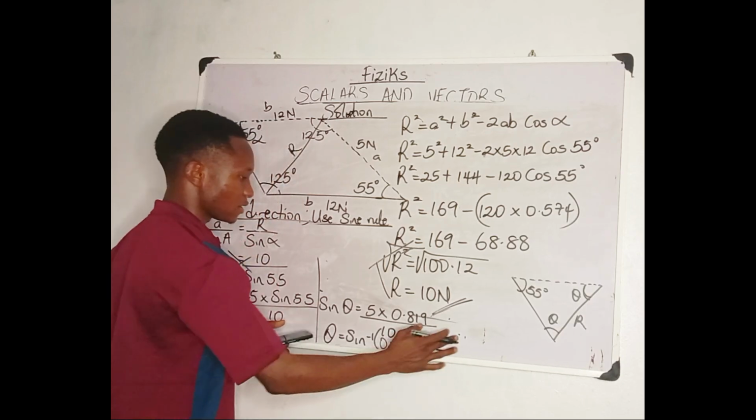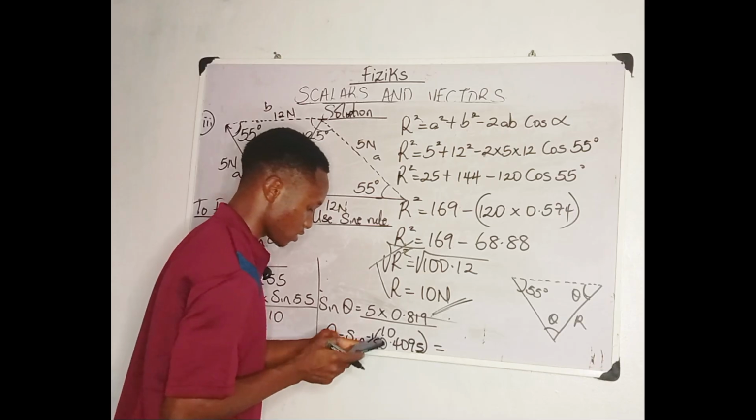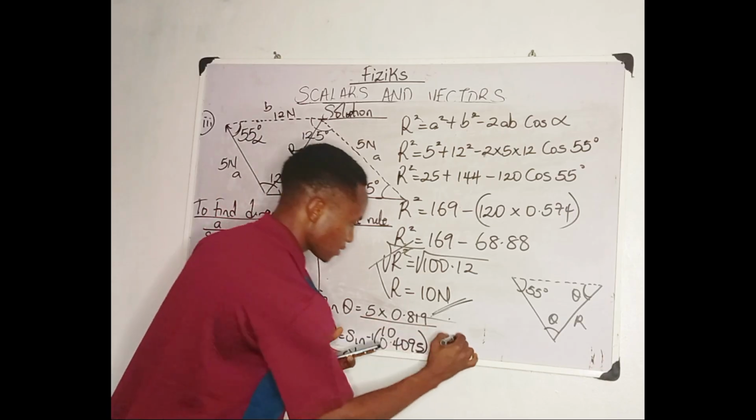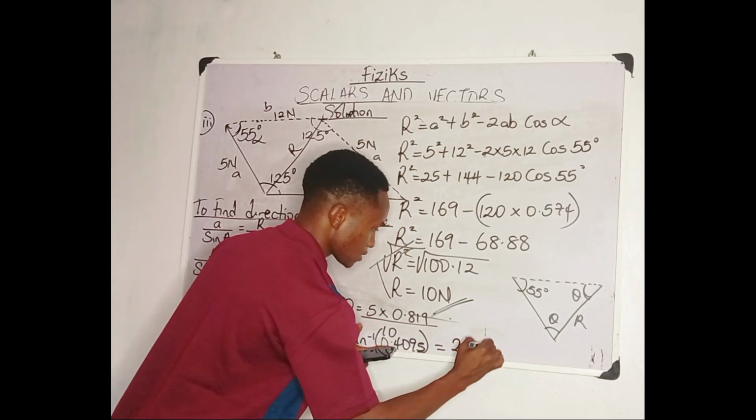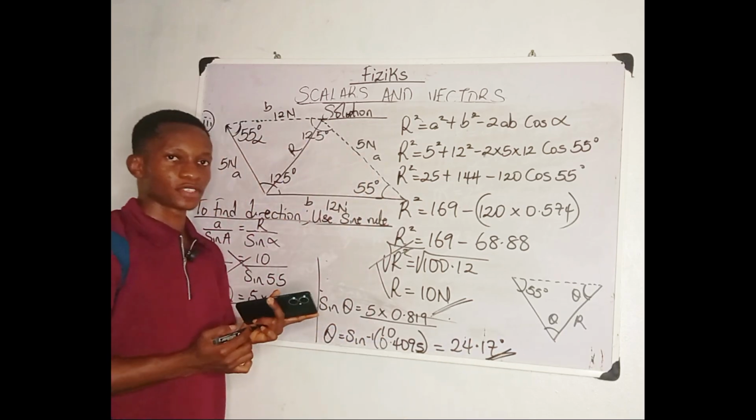So when you find the sine inverse, that should be giving you your theta. When you press sine inverse of this, that is 24.17 degrees, and that becomes your answer for the direction.